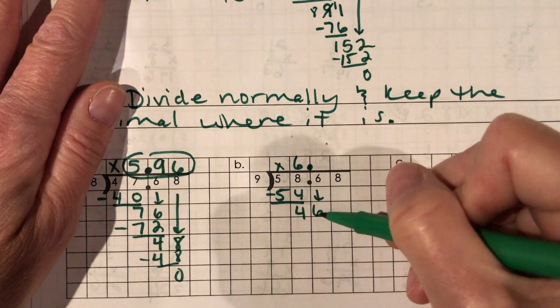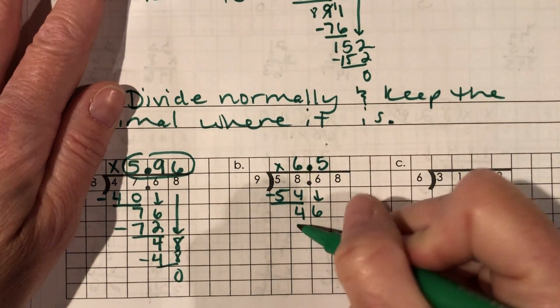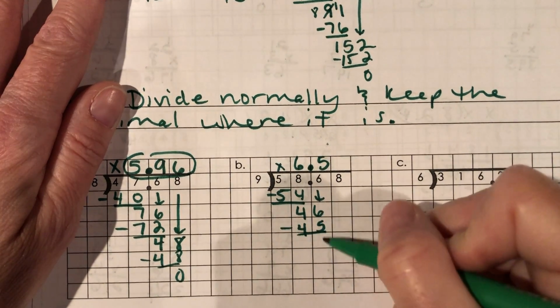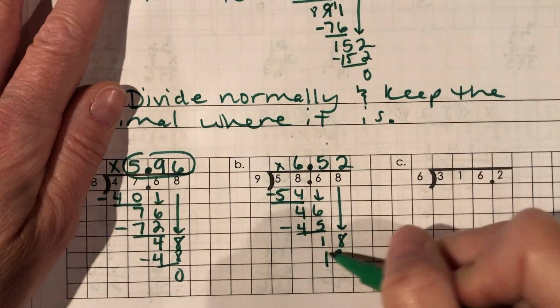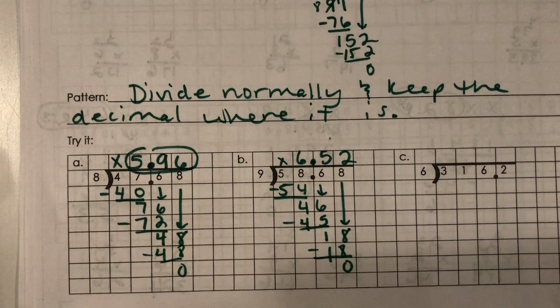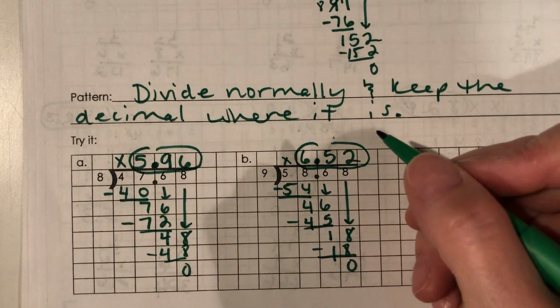Next digit is a 6. So 9 will go into 46. I know that 9 times 5 is 45. And there's 1 left. And I drop down my 8. And 9 times 2 is 18. And now there's nothing left. So your correct answer would be 6 and 52 hundredths.